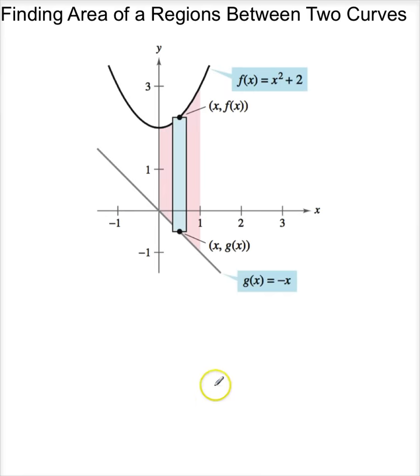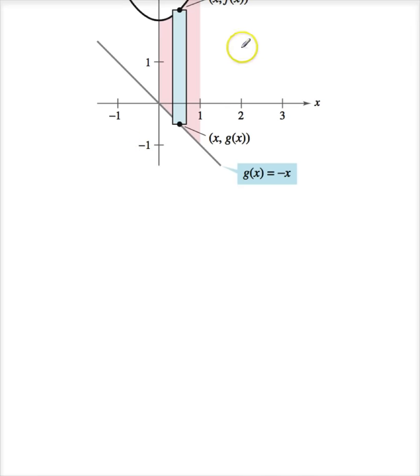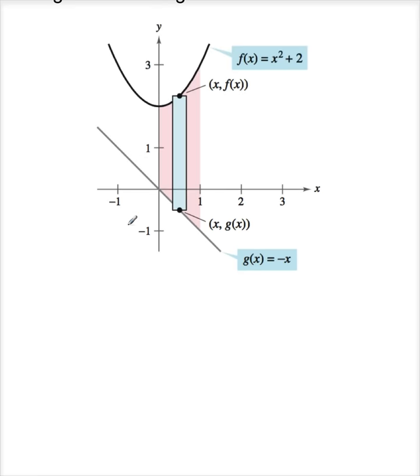Let's do an example. Let's find the area bounded between f of x is x squared plus 2, g of x is minus x, between 0 and 1. Now, the first thing, I've already done my sketch. I've given the representative rectangles, so I need to identify that this is going to be delta x, which tells me everything needs to be given in terms of x. So a in this case is 0 and b is 1.